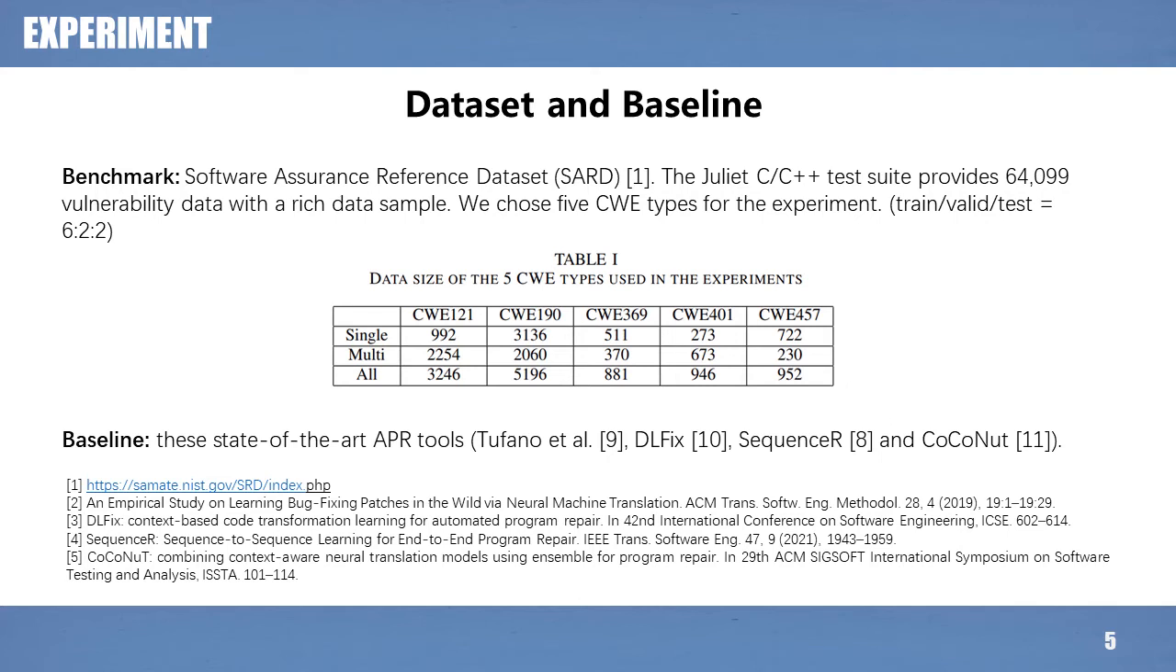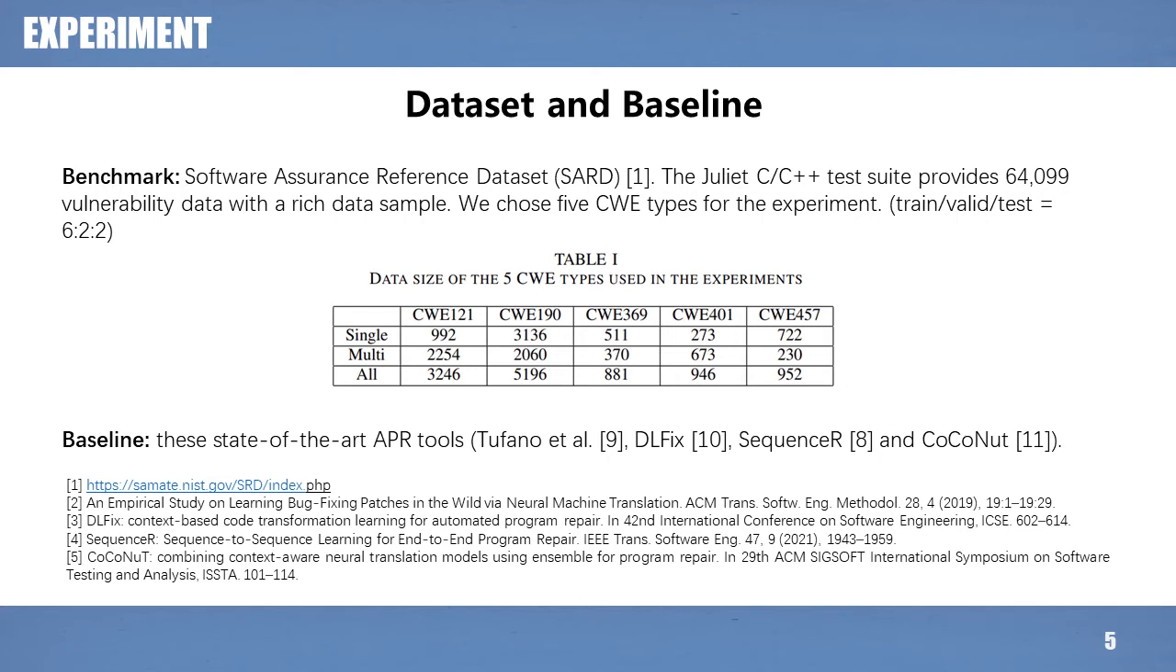Each of these types of vulnerability data contains single-line vulnerabilities and multi-line vulnerabilities. A single-line vulnerability is one that requires only one line or multiple consecutive lines of code to be modified at the time of repair. A multi-line vulnerability is one that requires modification of multiple non-consecutive locations at the time of repair.